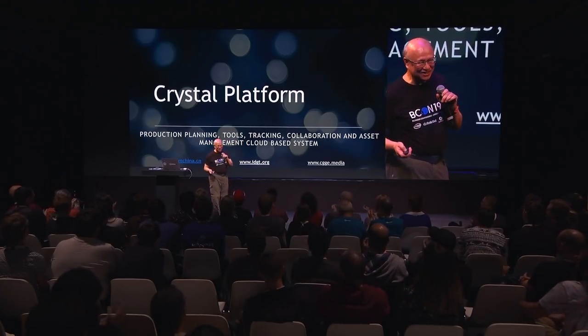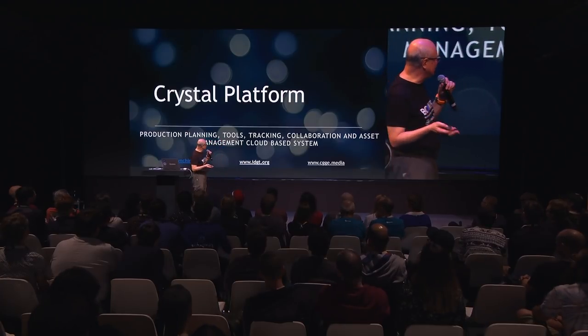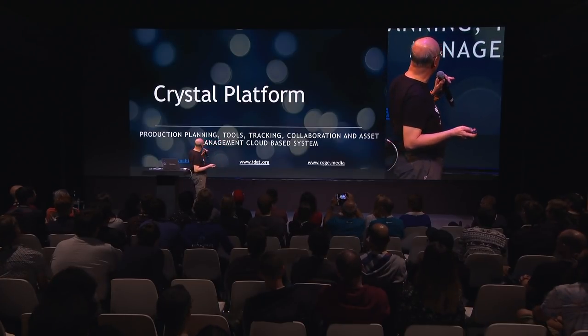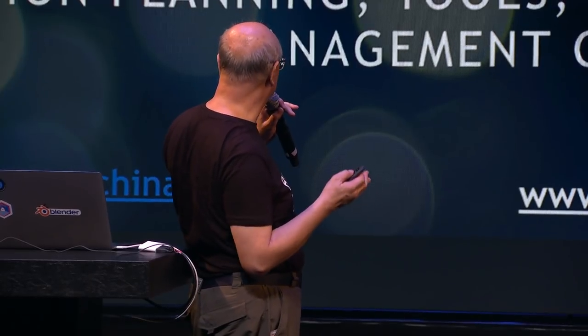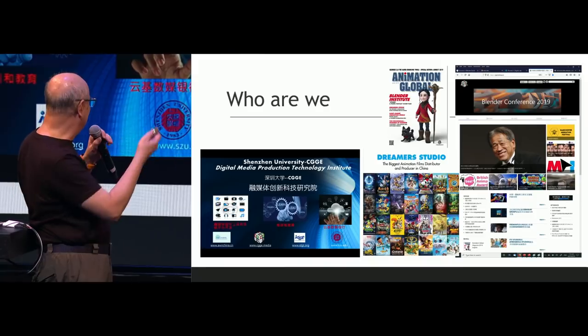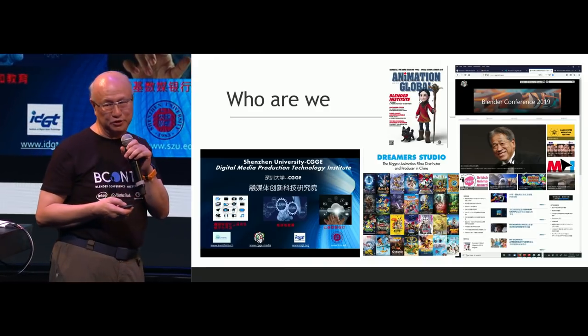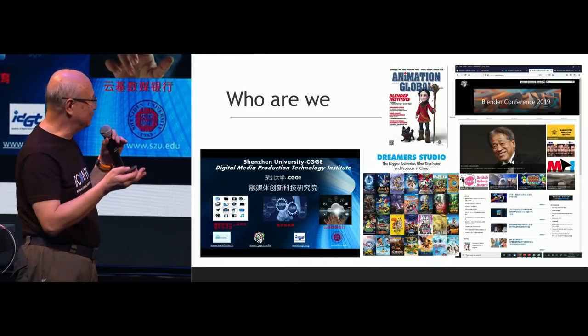This is what we try to do with Blender. It's called a crystal platform. It's a platform that has planning, tracking, collaboration, asset management, and a cloud-based system. So who are we? We're a website, we publish a magazine, we do movies. We have a research center in the university. So this is roughly what we do, everything.